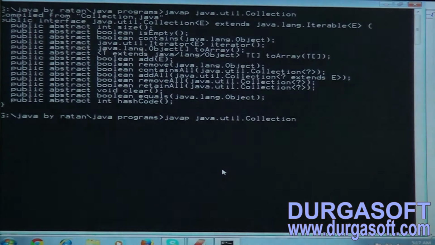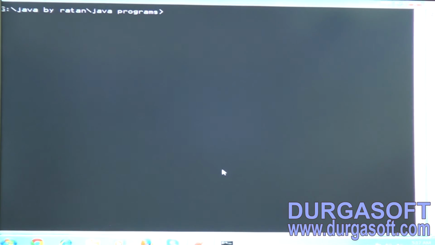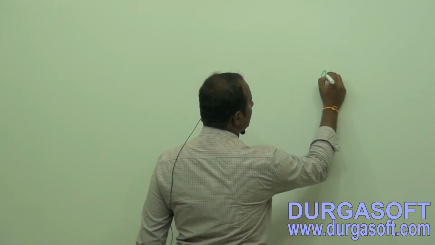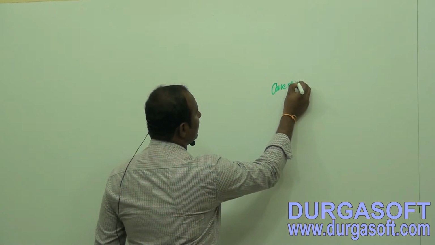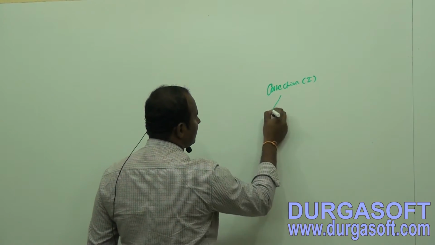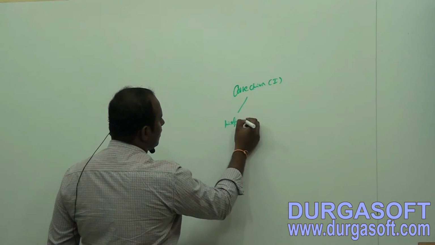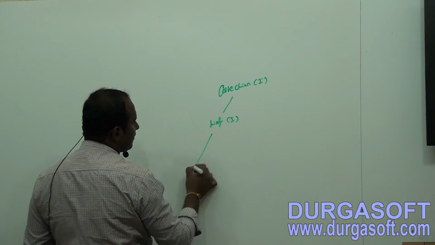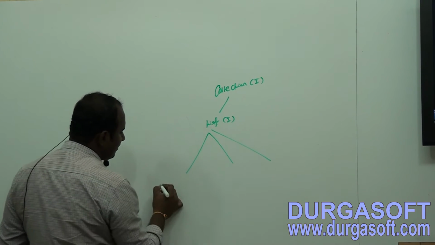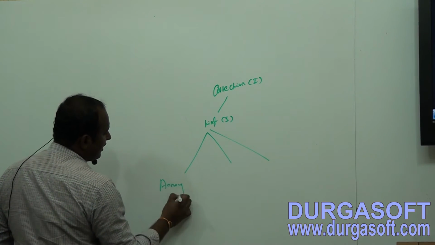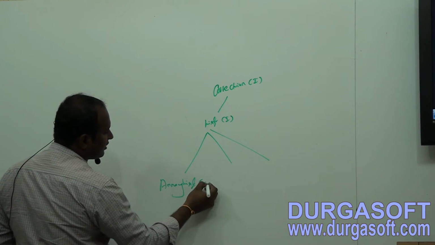The next one we will discuss is the sorting mechanisms. Coming to sorting, you know the diagram: Collection is the root interface. This Collection interface contains a child interface. What is the child interface? List is the child interface. List contains subclasses. What is the first subclass here? ArrayList. Now we are discussing the ArrayList class.